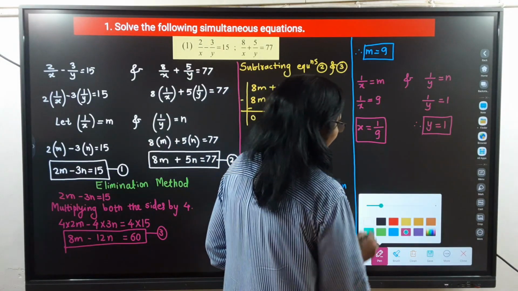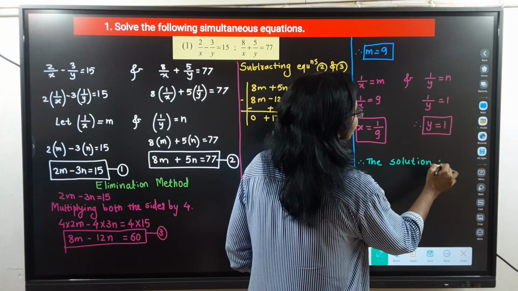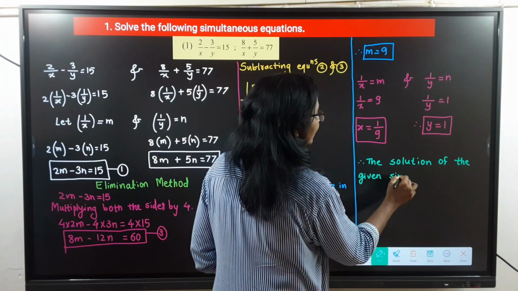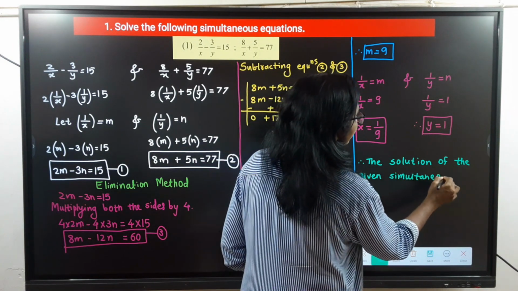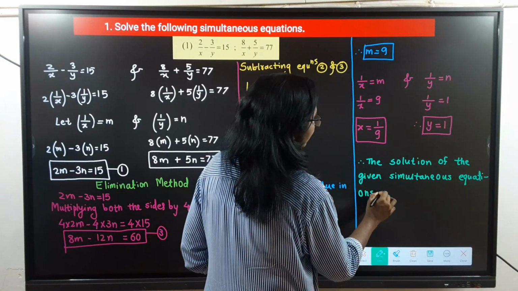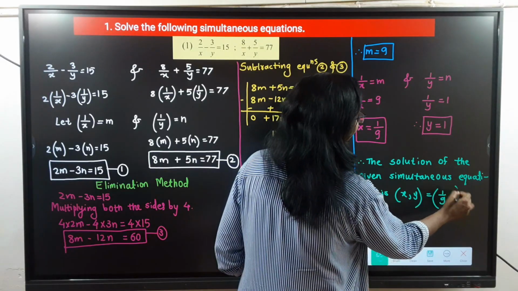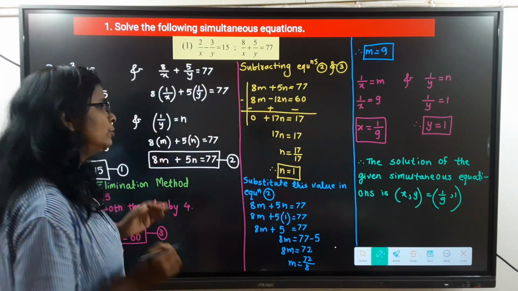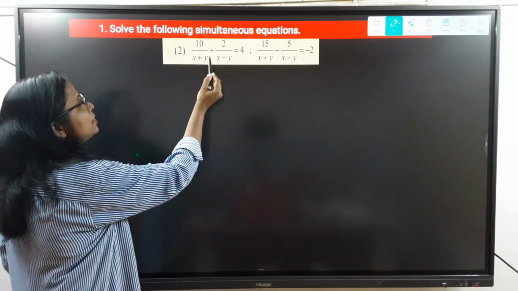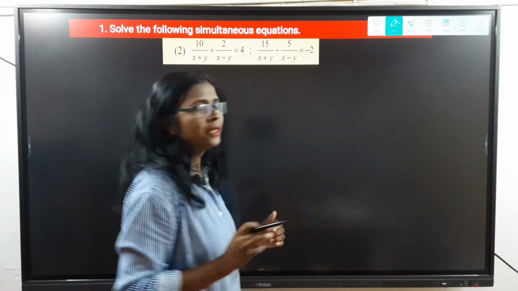So finally, we say that the solution of the given simultaneous equations is x = 1/9, y = 1. Second example, students: 10/(x + y) + 2/(x − y) = 4, and 15/(x + y) − 5/(x − y) = −2.